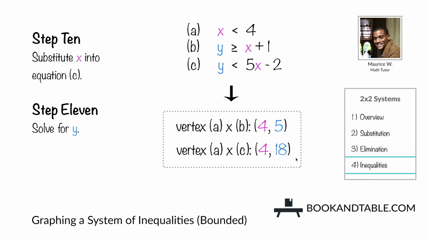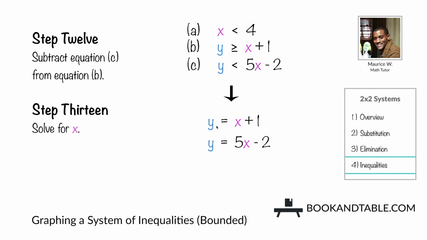And now for the last vertex, we want to do B and C. So we want to subtract equation C from equation B and then solve for x. So we have y is equal to x plus 1 and y is equal to 5x minus 2. When we subtract them, we get y minus y, which is 0. x minus 5x is negative 4x. 1 minus negative 2 is positive 3. And now we can solve for x.